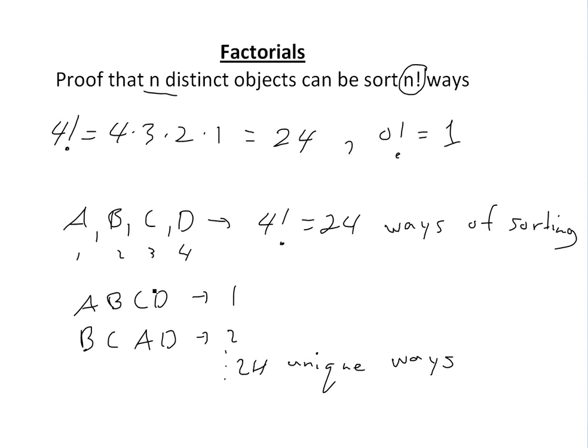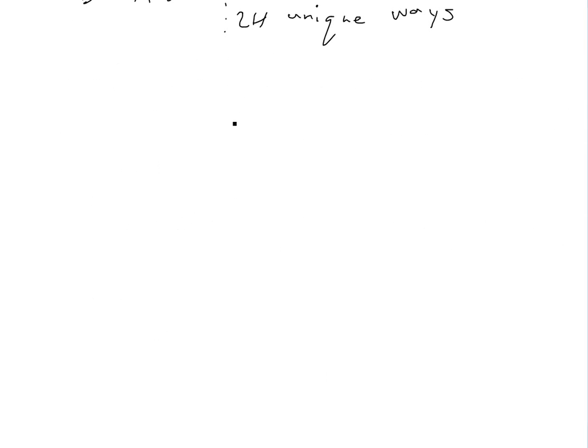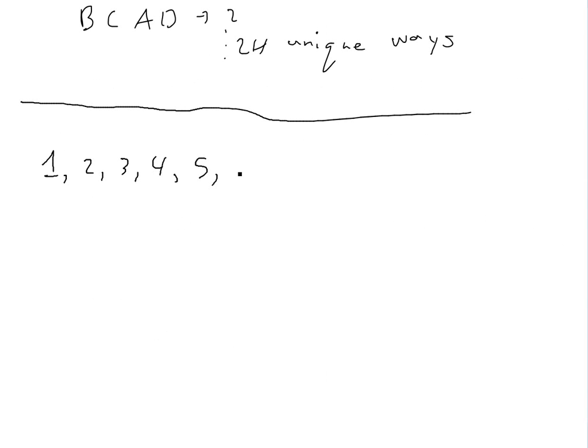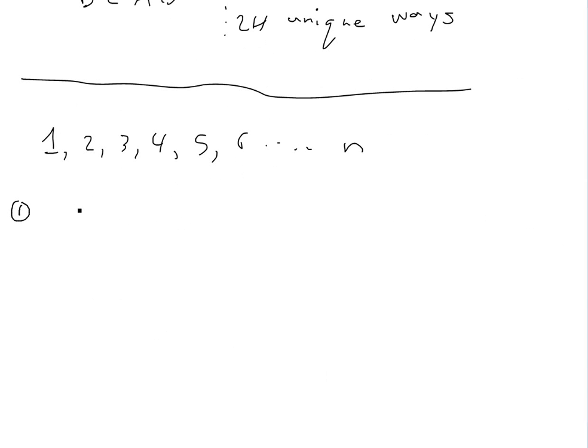Now I'm going to show the proof in general. This holds true if you have n objects. Let's use numbers in this case. Let's say you have numbers 1, 2, 3, 4, 5, 6, etc. all the way to n. So n is just a general number here, and we want to sort these all the way out. Let's write the first one: 1, 2, 3, 4, 5, 6, etc. all the way to n.